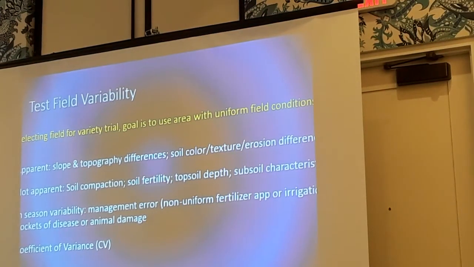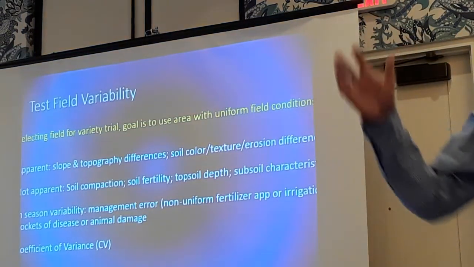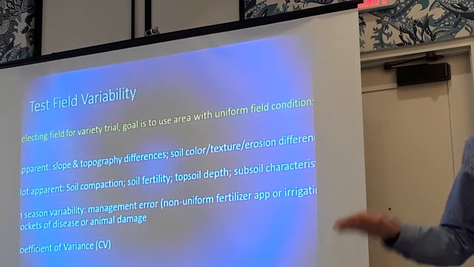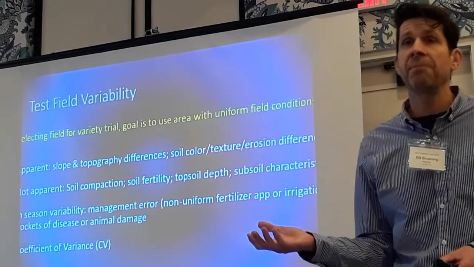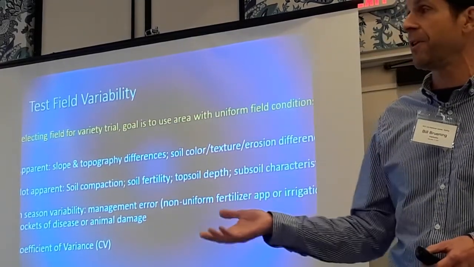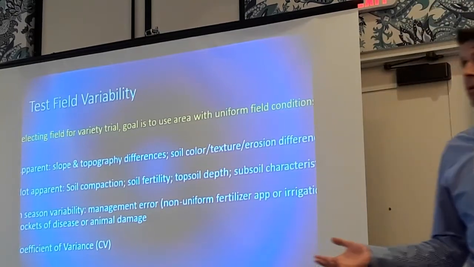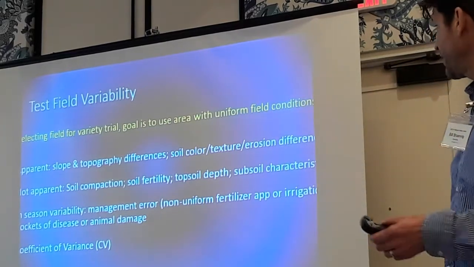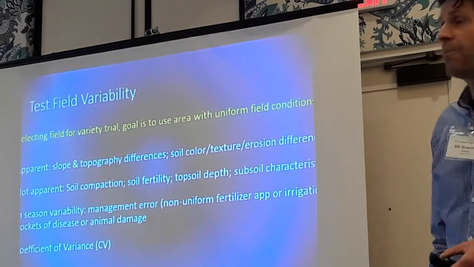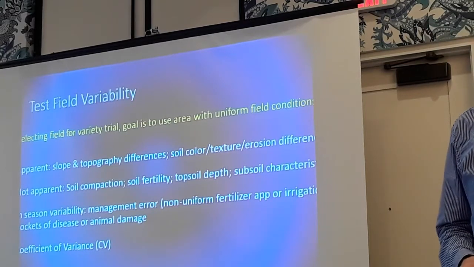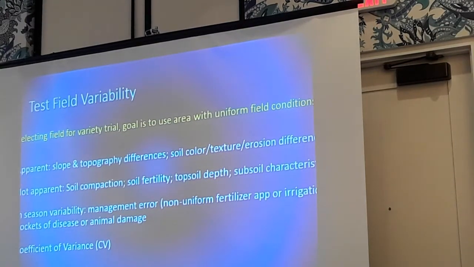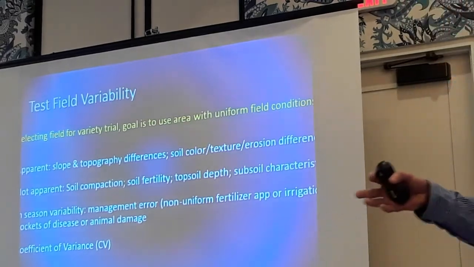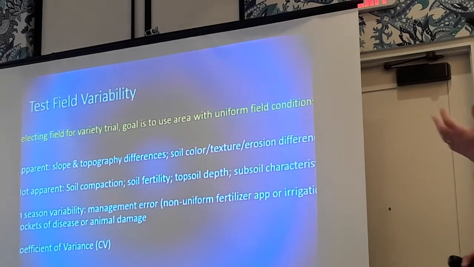When selecting fields for variety trials, our goal is to find an area with uniform field conditions. Some problems are readily apparent, such as slopes or differences in contour. Low-lying areas can stay wet, which can be a problem for wheat, though it could be a benefit for other crops like corn and soybean. Low-lying areas can also be frosted. On the other side, areas with higher elevation are more prone to erosion and might have less organic matter. Some things we can see when we select a field, and while we might not be able to avoid them, we certainly try to avoid the situations we can see.